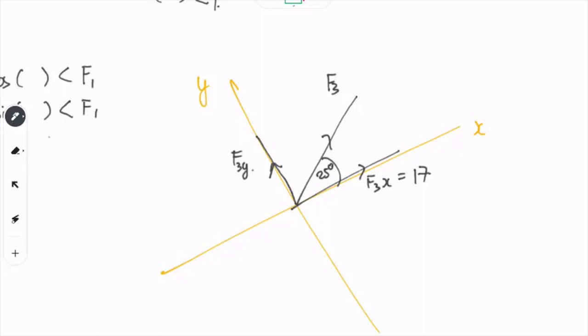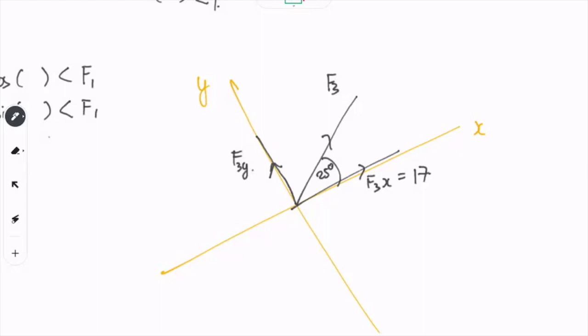Divide. Yeah, divide. In this case, 17 divided by what number? Don't say Pythagoras again. Cosine 25. Yes. Why did you choose cosine? Why didn't you choose sine? Because it's connected to the angle. Yes. But why?